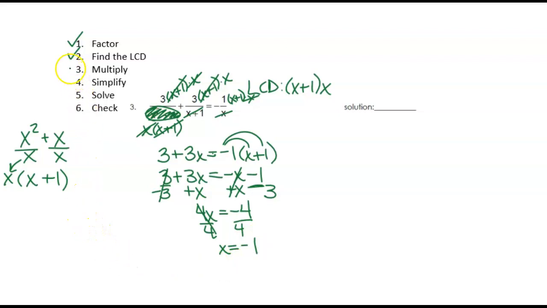So now that you have multiplied, sorry, I didn't check these off as I went. We simplified, so we crossed out common factors, and we solved. We got an x value of negative 1. Now I need to check. So I need to check to make sure that each factor in my denominator, this one and this one, I need them to not be 0.